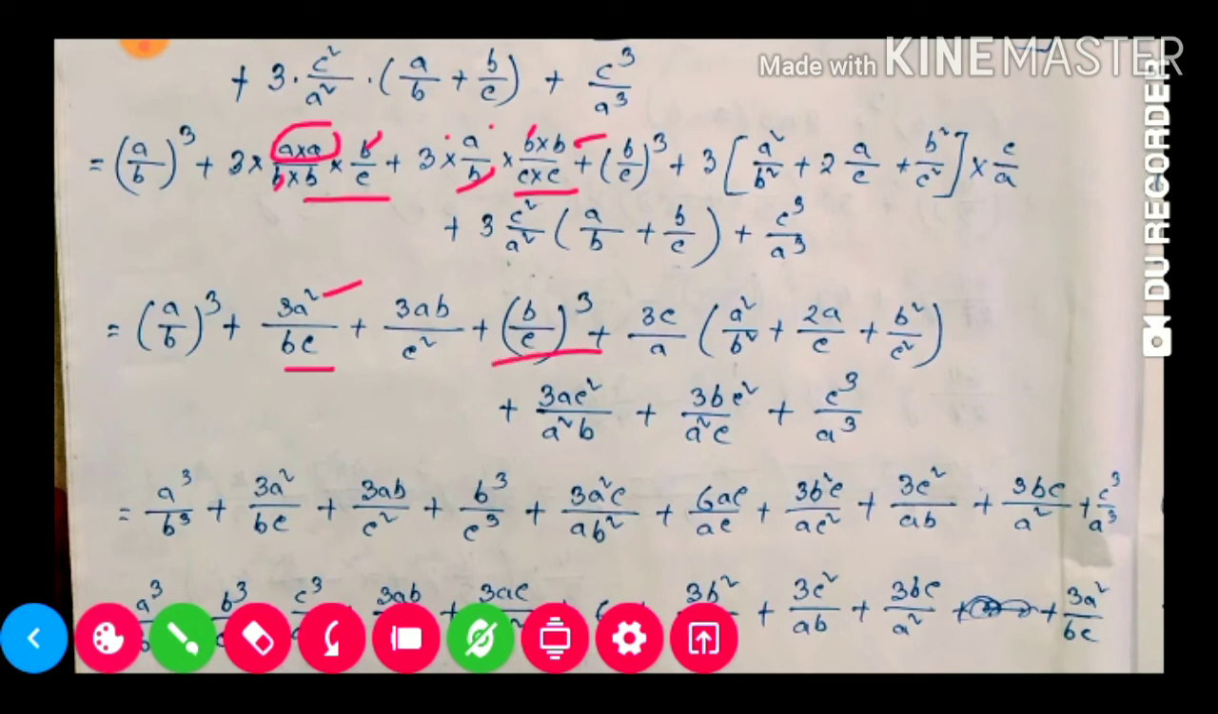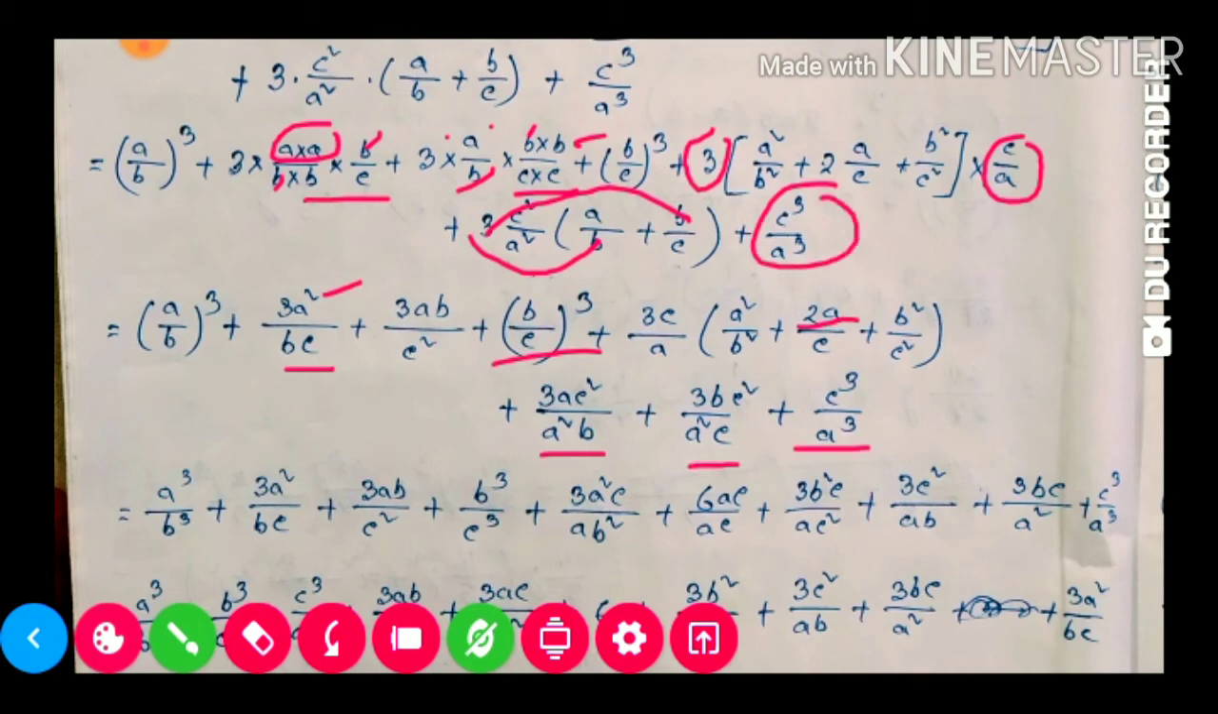And this one will be 3 into, if we multiply these two, it will be 3c divided by a, and same thing, this one a square divided by b square plus 2 into a will be 2a divided by c plus b square by c square. And with this number we will multiply this one, so it will be 3ac square divided by a square b. Now with this one multiply, so 3bc square divided by a square c, and this one same to same will remain.